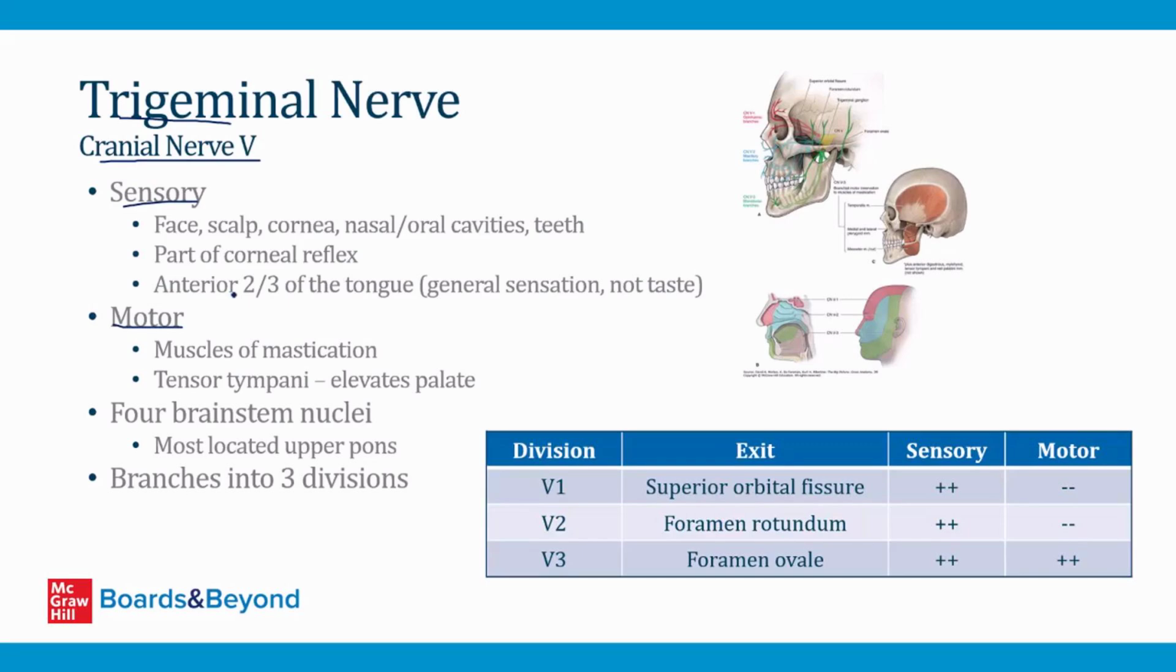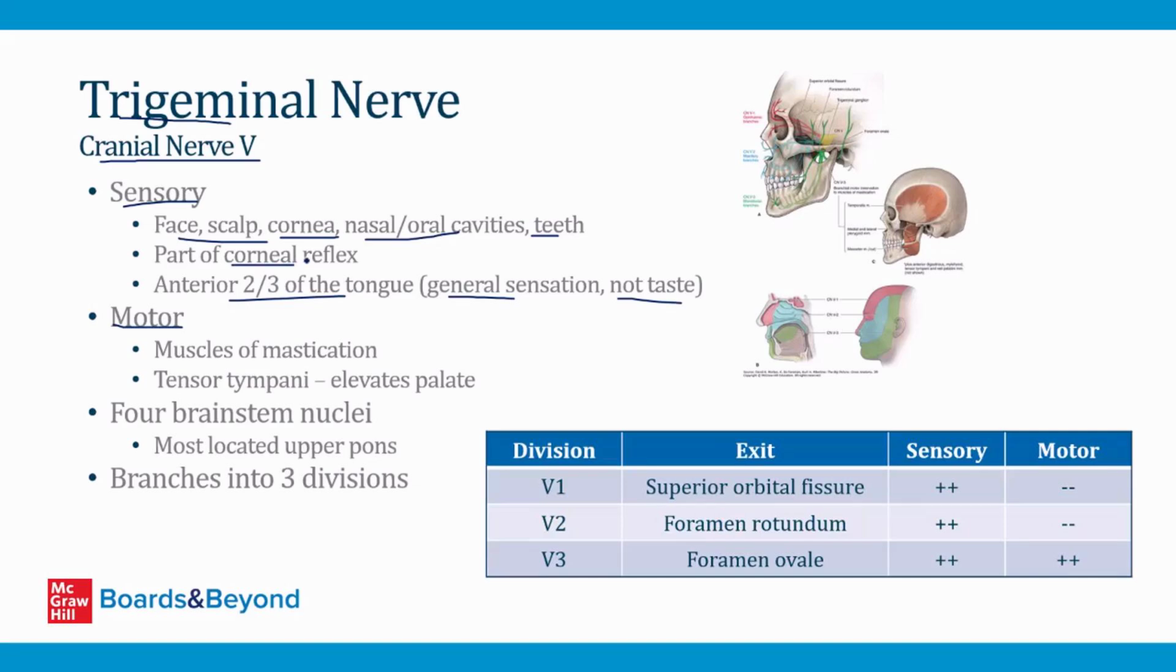So most sensation of the face and scalp comes through this nerve. So it innervates the face, the scalp, also the cornea of the eye, also the nose and the nasal and oral cavities, also the teeth. It also provides general sensation to the anterior two-thirds of the tongue, not taste. Taste is mediated by other cranial nerves that we'll talk about later. And importantly, this nerve is part of the corneal reflex, which we'll talk about in a second.